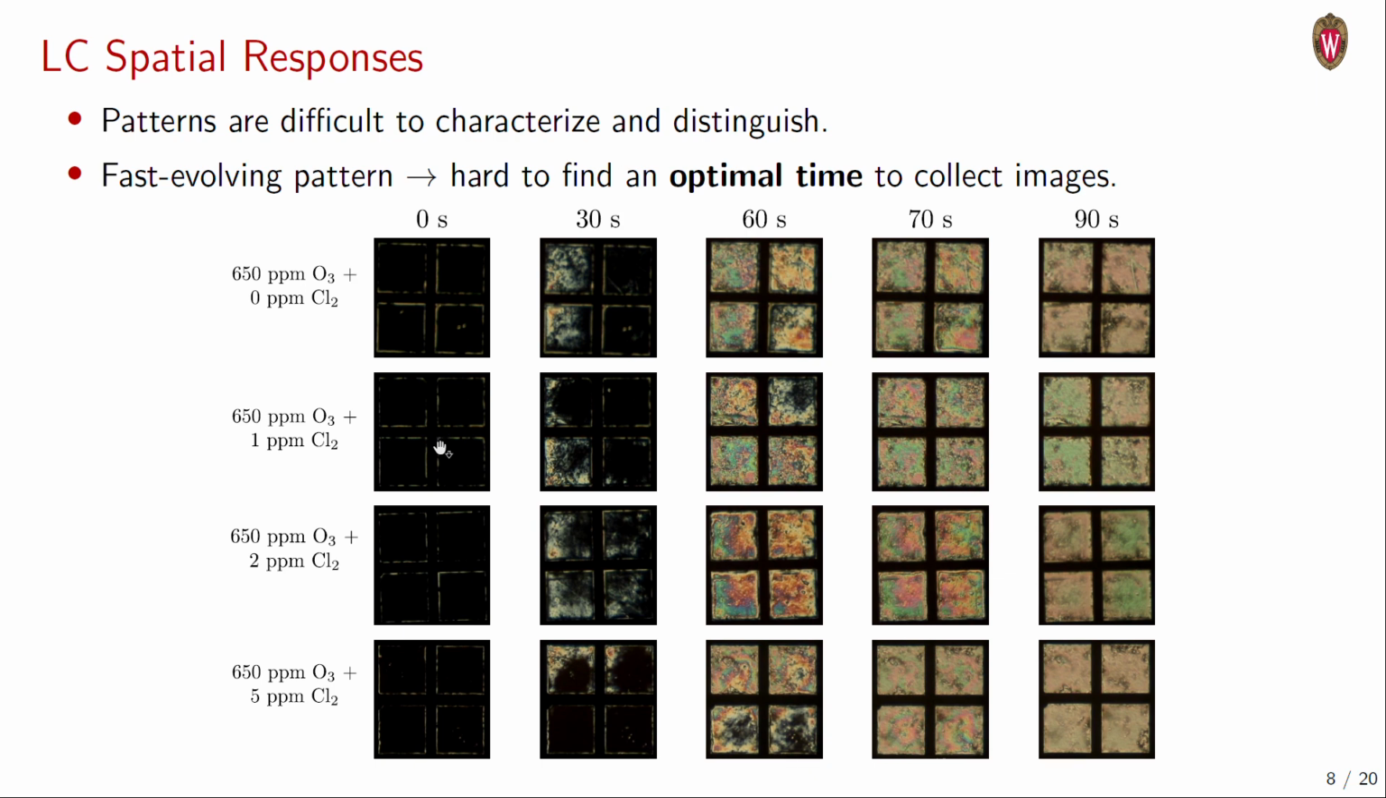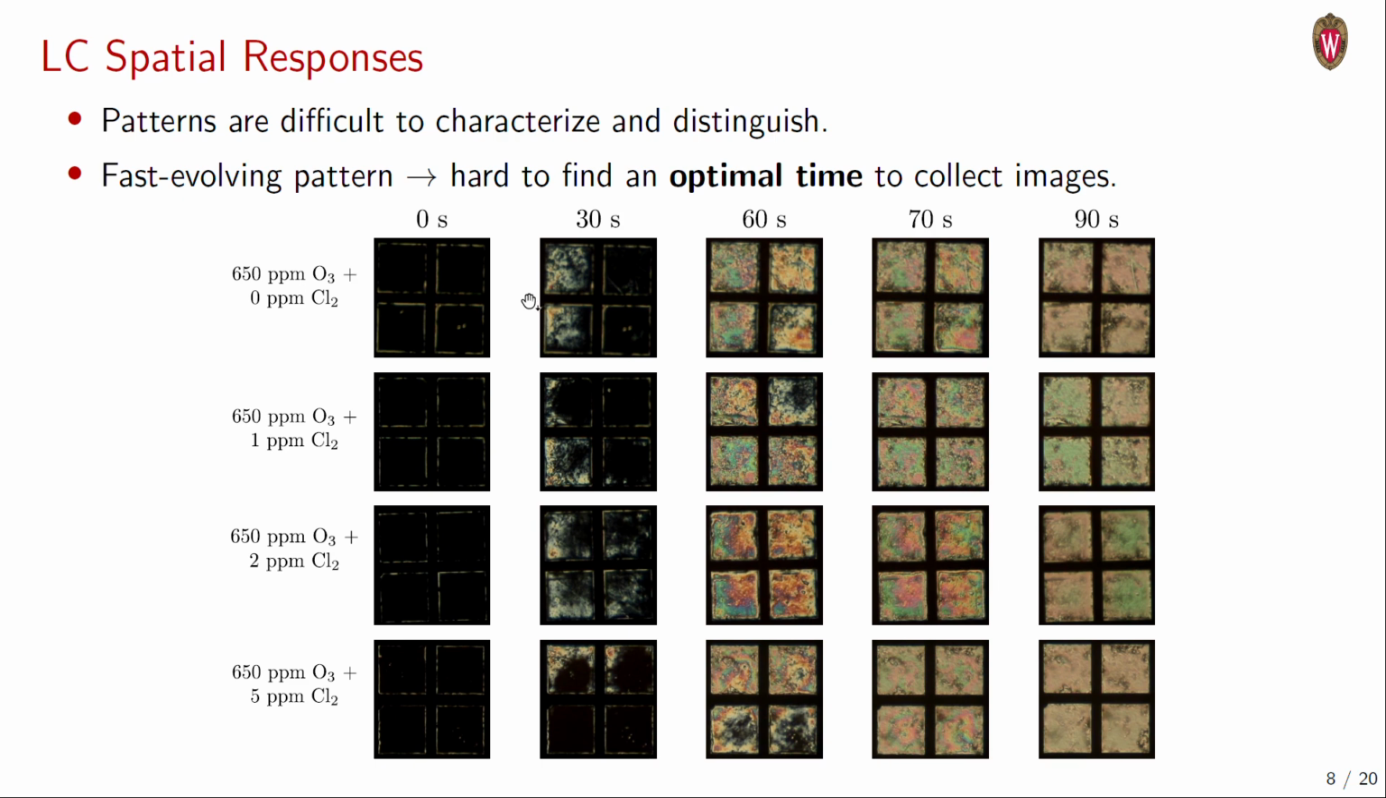Here the figure shows the response of multiple LC sensors to an environment with 650 ppm of ozone and varying levels of chlorine. We can see that these patterns are difficult to characterize and distinguish. Also, these videos contain a rapidly evolving pattern. It is hard for us to find an optimal time to collect the images. For example, images picked at 30 seconds and 35 seconds might give very different prediction results.